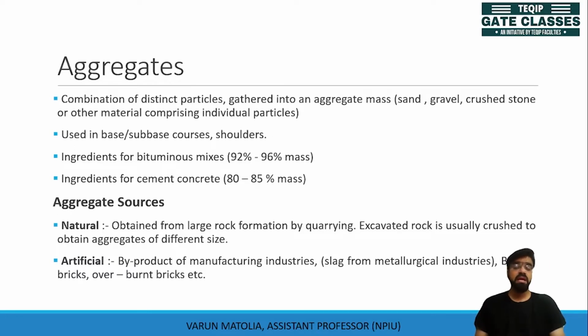These aggregates may be obtained from a natural source or from an artificial source. From a natural source, this is obtained from rock formation by quarrying. These are excavated and crushed to obtain different sizes of aggregates. For artificial aggregates, the byproducts of manufacturing industries like slag from metallurgical industries, broken bricks, and oven burned bricks are used as aggregates.